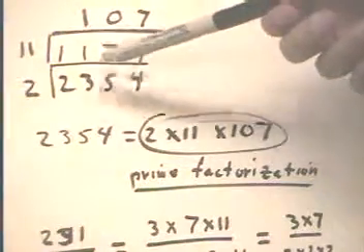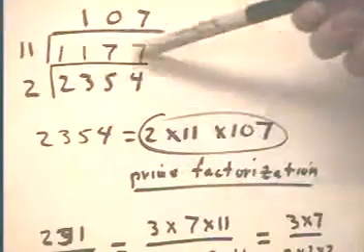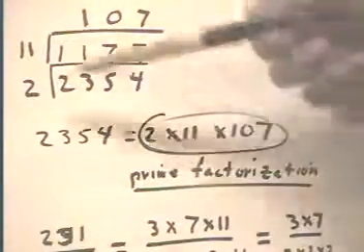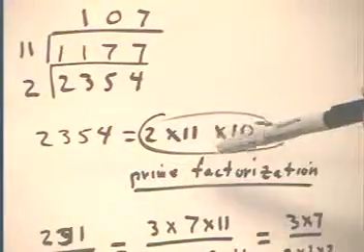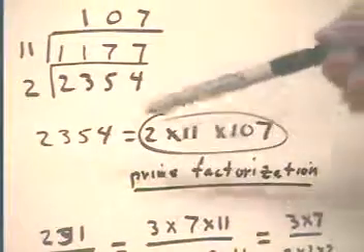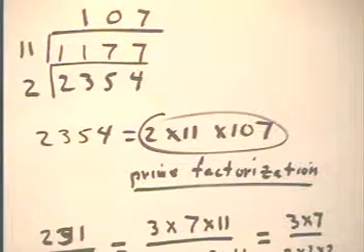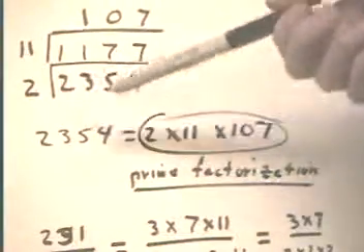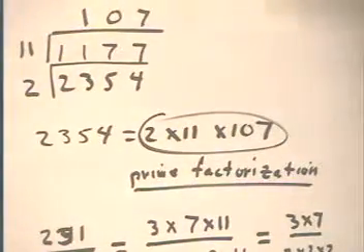7 doesn't go into 1177. Divide it and see. 8, we don't need to try 8 because we've already tried 2, and 2 is a factor of 8. 9, we don't need to try 9 because we've tried 3 and it didn't work. 9 certainly won't work. 10, well, we've tried 2 and we've tried 5. Neither one of them worked, so 10 isn't going to work.